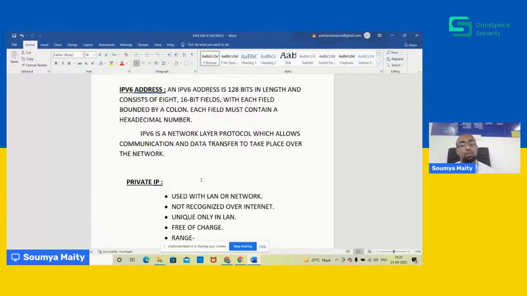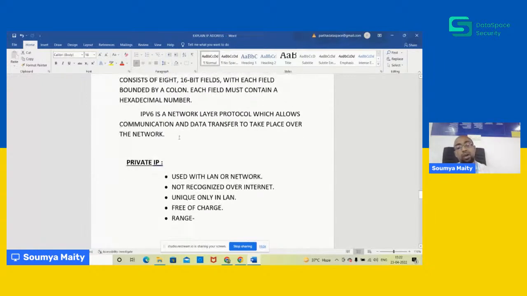In IPv4 there are 8 bits in each part, so 4 multiplied by 8 equals a 32-bit address. But in IPv6, 16 multiplied by 8 equals a 128-bit address. In IPv4 we use a dot, and in IPv6 a colon. Each field must contain a hexadecimal number in IPv6, but in IPv4 it was a decimal number. IPv6 is a network layer protocol which allows communication and data transfer to take place over the network.